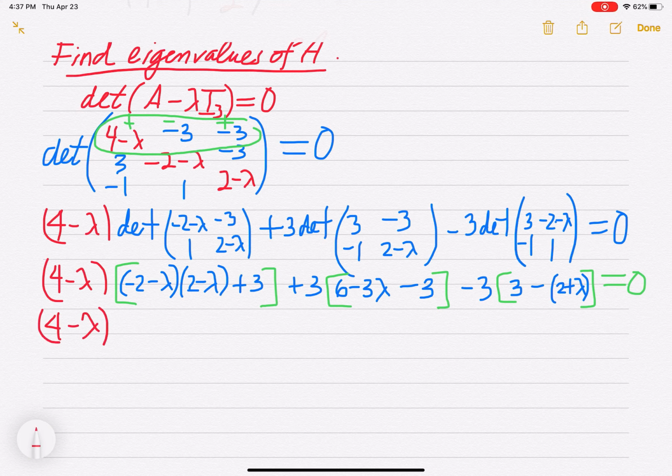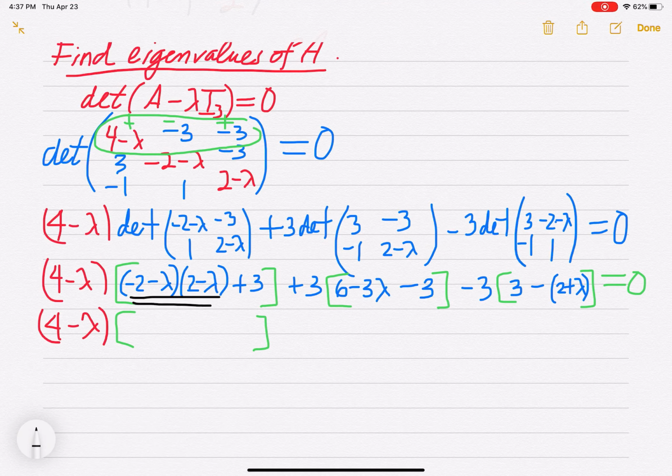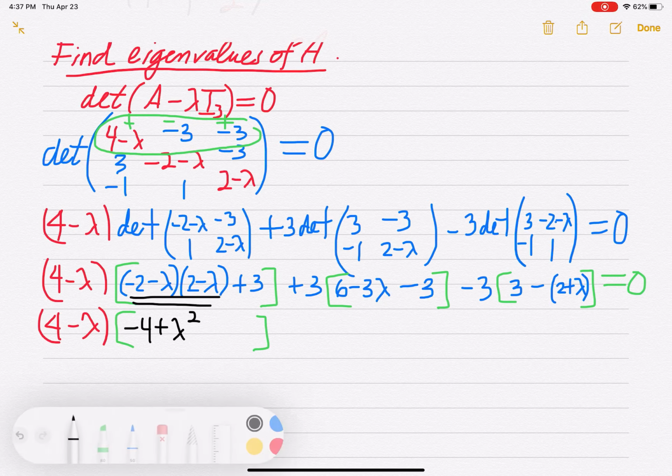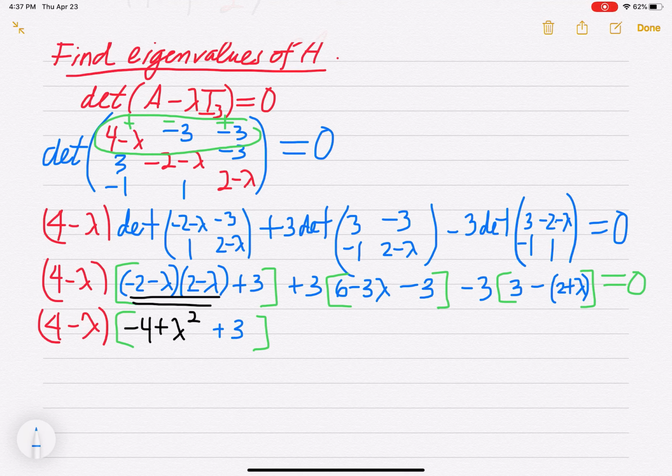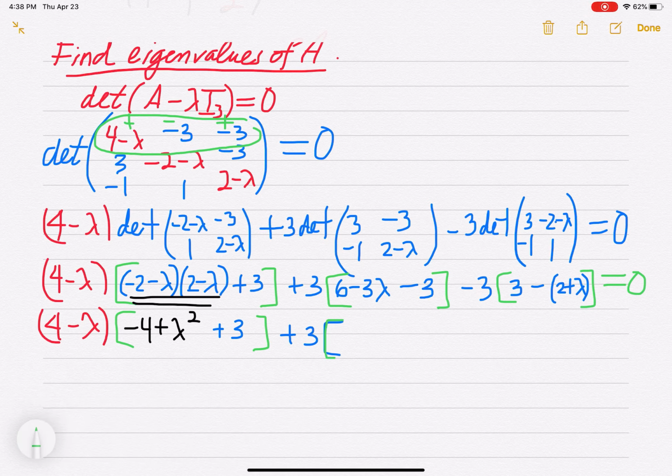I'm saying yeah. In the green here, first we can do a little bit of foiling. We can foil this out, and when we foil that out, what are we going to get? We're going to get what? Negative 4 plus lambda squared. And we got what? Plus 3. And then what do we got? We got 3, and then we can clean up in this next parentheses or bracket.